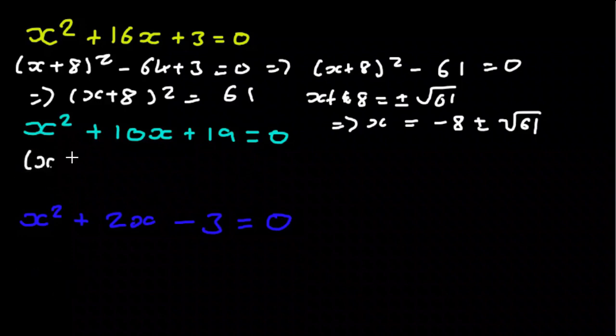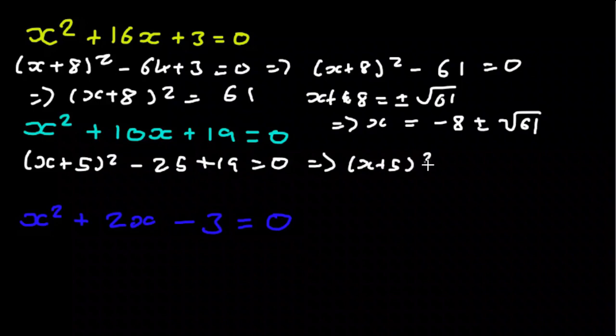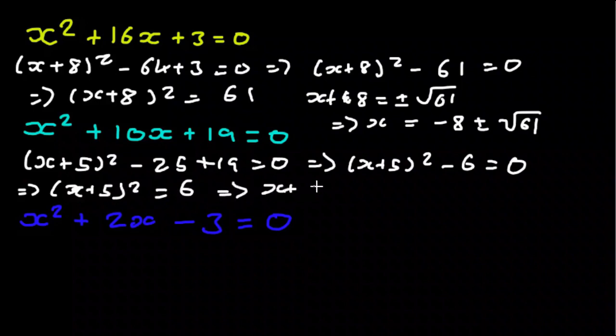Yeah, so again, we half this coefficient, plus 5, get the square, take off 25, we still have our 19 on the end, that's still equal to 0. Combining these two terms, we get x plus 5 squared minus 6 is equal to 0, which gives us x plus 5 squared is equal to 6, which gives us x plus 5 is equal to plus or minus the square root of 6, which implies x is equal to minus 5 plus or minus the square root of 6.